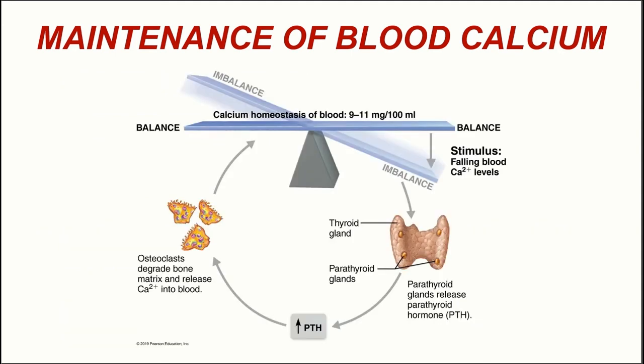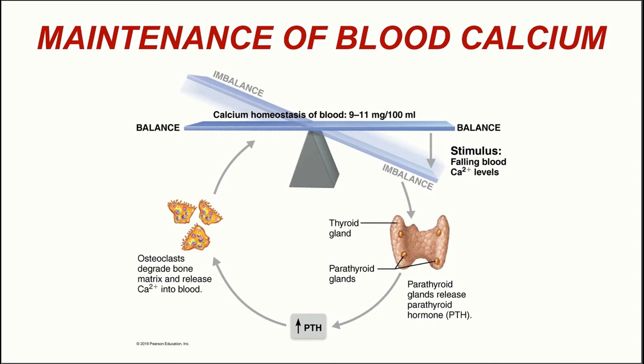So let's briefly look at how this happens, from the perspective of the homeostatic balance that we discussed in Chapter 1. Typically, blood calcium is very carefully balanced within a range of about 9 to 11 milligrams of calcium per 100 milliliters of blood. As we mentioned before, calcium is important in muscle contraction, neurotransmitter release from neurons, coagulation of blood, and mitosis, or cellular division. So we need to make sure that blood calcium is very carefully maintained within this range.